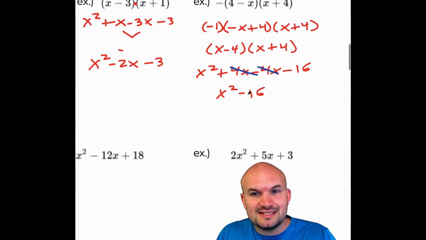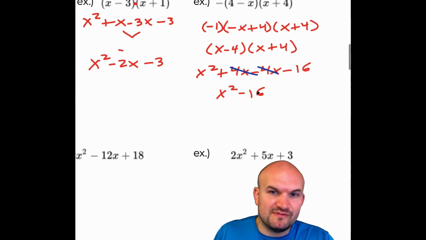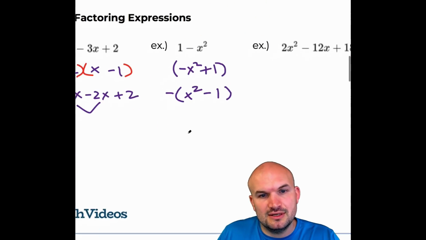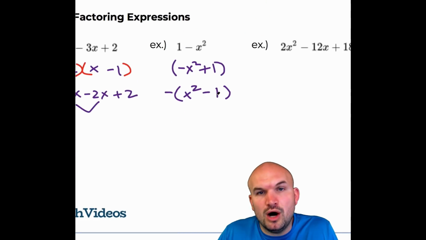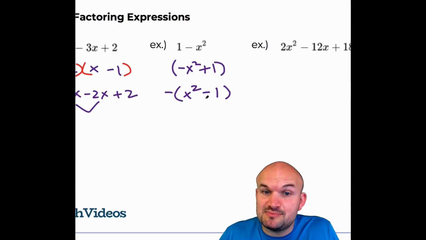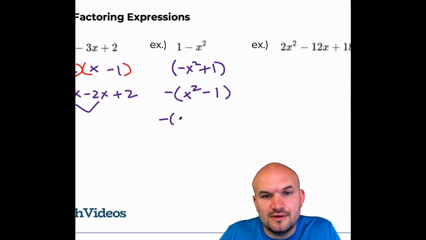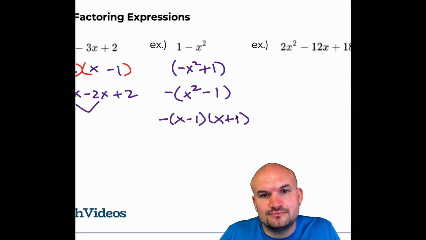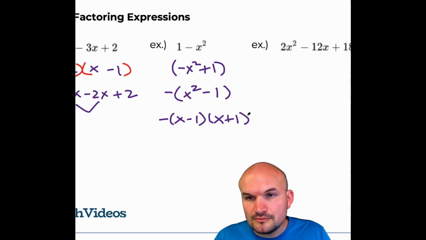So the product is going to be whatever the square root of this number is, plus or minus. So we look over here and we say, well, the square root of 1 is just going to be 1, and then it's plus or minus. So we have a negative x minus 1 times x plus 1. Good to go. All right, next one.